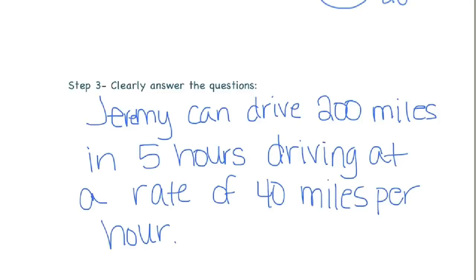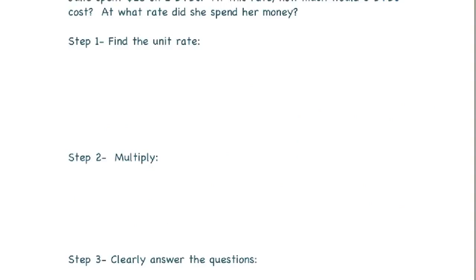Okay, let's try one more problem, and then I will let you go and practice this concept with additional problems. Here's our next rate example. Julie spent $28 on 2 DVDs. At this rate, how much would 5 DVDs cost? And at what rate did she spend her money? So the first thing again that we're going to do is find the unit rate. The unit rate means how much is it for 1 DVD.